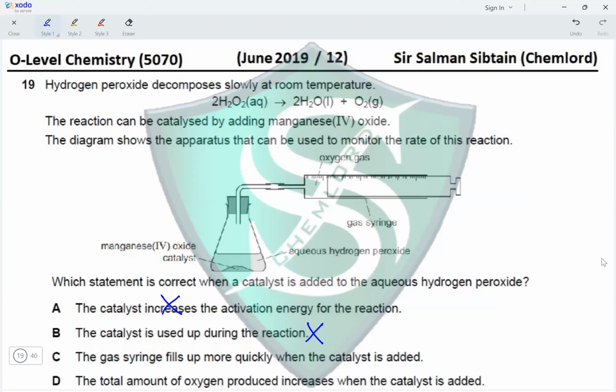The gas syringe fills up more quickly when the catalyst is added. Yes, it speeds up the rate of reaction, and the result of this reaction is production of oxygen gas. So the production of oxygen gas will take place at a higher rate. And the total amount of oxygen produced increases when the catalyst is added? No. A catalyst only speeds up the rate of reaction. It has no effect on the quantity of the products being produced. So this makes option C the correct option for this question.